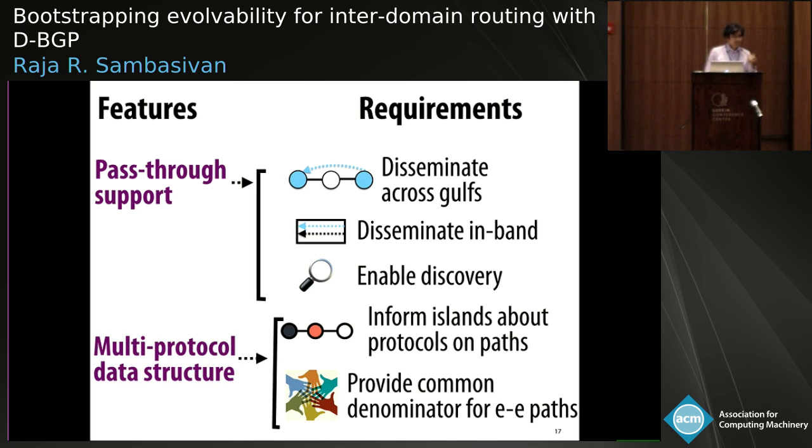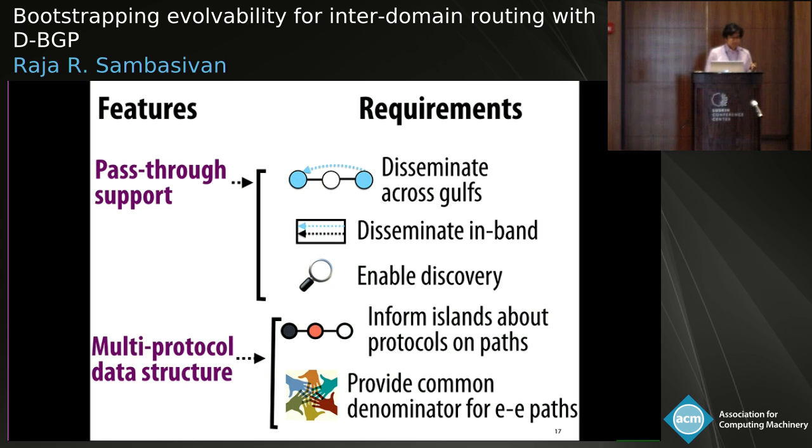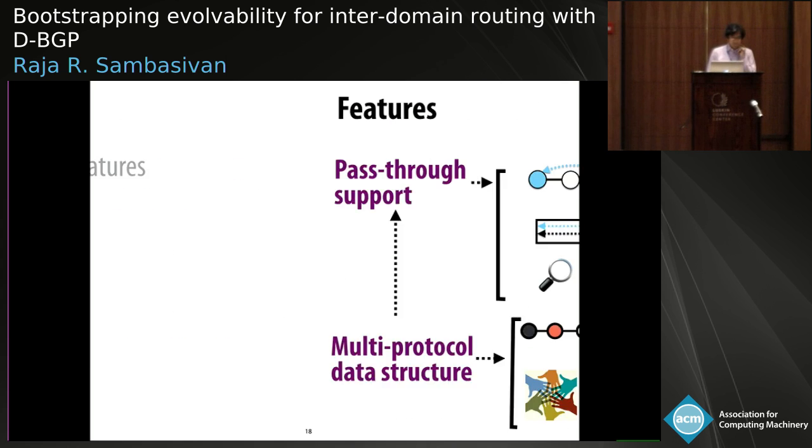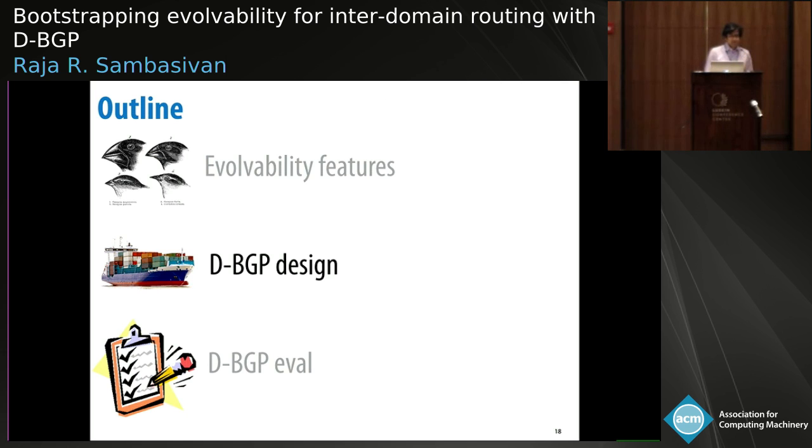For an internet running many diverse inter-domain routing protocols, we also need a carefully systematized multi-protocol data structure to inform islands what protocols are used on end-to-end paths, to encode their control information, and to provide a common denominator to express the end-to-end path. To satisfy the first three evolvability requirements, this data structure must be passed through. So next, I want to spend a few slides discussing D-BGP's design.